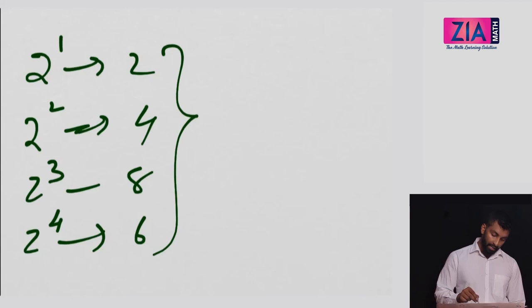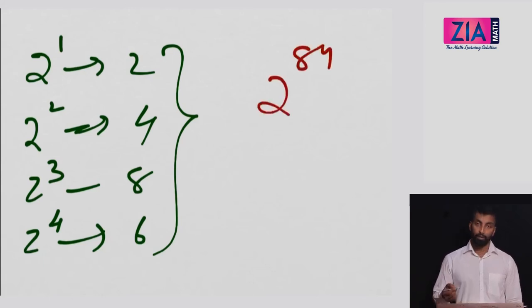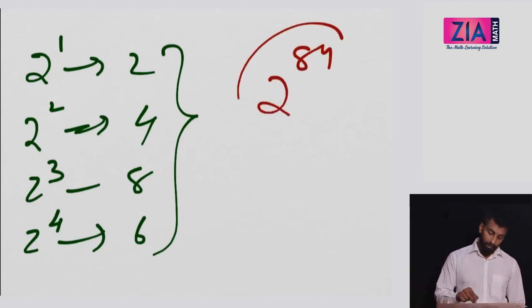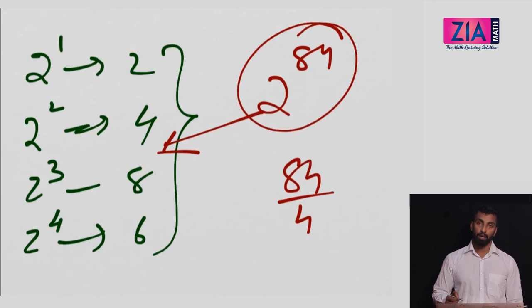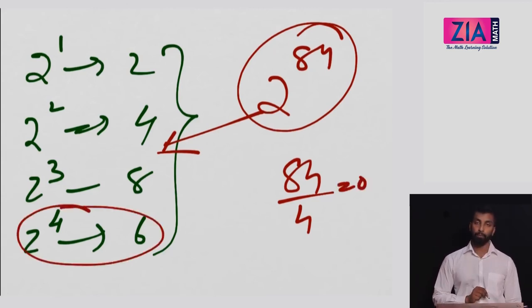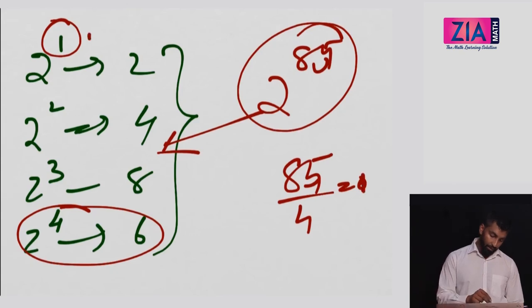Any number if you get, let's take 2 raised to 84. You need to find the last digit. You need to convert this 2 raised to 84 into one of these numbers, right? So how will you do that? 84 divided by 4, you get 0 remainder, right? If it is 0 remainder, it means 2 raised to 4. If it was 85, remainder is 1, so it is 2 raised to 1.